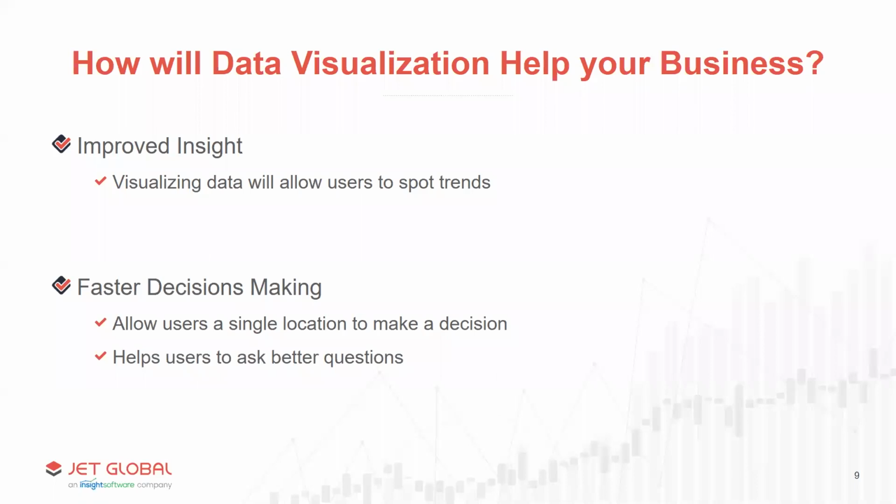First of all, improved insight. I mean, I think this is fairly clear. If I'm looking at a grid view of, let's say, different sales broken down by months and comparing that to a different graph, I'm going to be able to spot trends a lot faster if I'm looking at a graph. So fairly clear. Again, we've kind of talked about the biology and the science that's going to underpin that. The other thing that this is really going to help do is create faster decision making. This is going to give users a single location to make a decision.